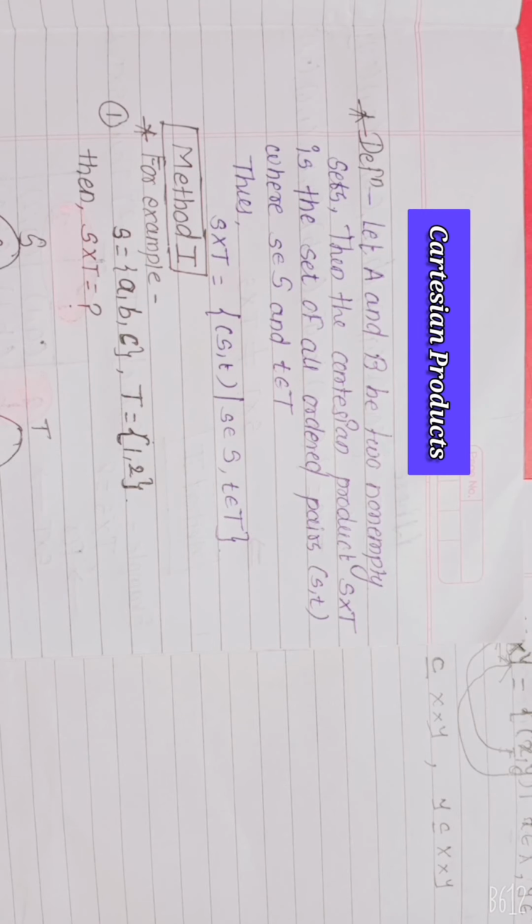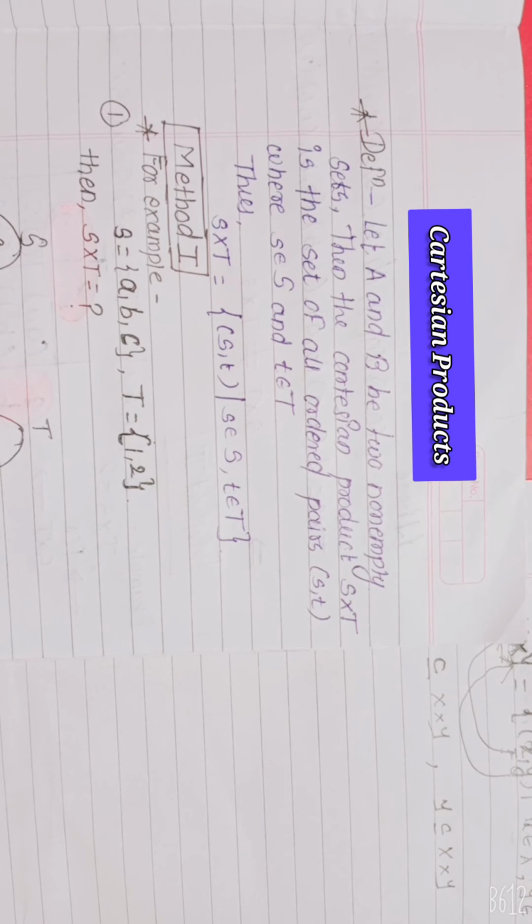Before moving on, this Cartesian product was first invented by Rene Descartes. Therefore, the product is named the Cartesian product after that scientist. So what is this product? This is the product of sets. It may be 2 sets, 3 sets, or many sets also. Firstly, we discuss the proper definition of the Cartesian product.